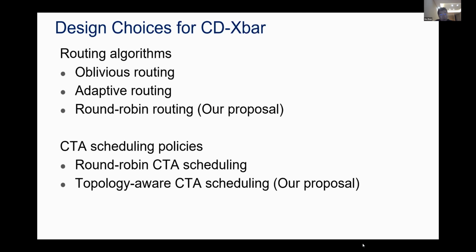In the CDXbar architecture, we also explore different CTA scheduling policies, like round-robin CTA scheduling and topology-aware CTA scheduling. The round-robin scheduling policy does not consider the network-on-chip architecture and does the CTA scheduling like the baseline or traditional GPU. At the same time, topology-aware CTA scheduling assigns CTAs based on the location of the SMs. So in this case, it brings much higher performance compared to round-robin scheduling. The details are in the TC paper.